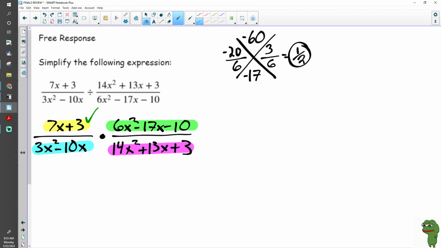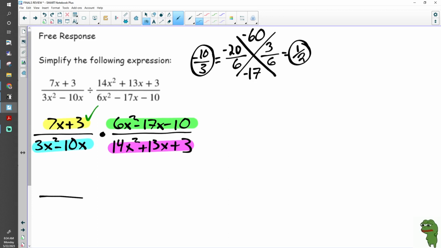Once you've done that one, go ahead and try the other one. Negative 20 over 6. Type that into your calculator, and make sure you know how to simplify. That becomes negative 10 over 3. These are going to become our two factors for the green.